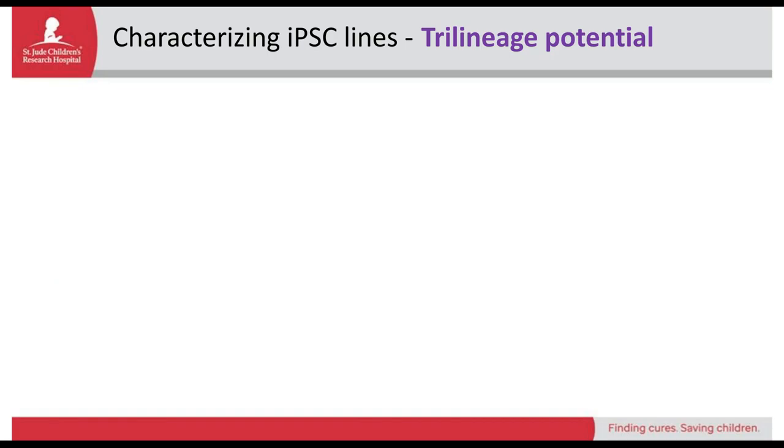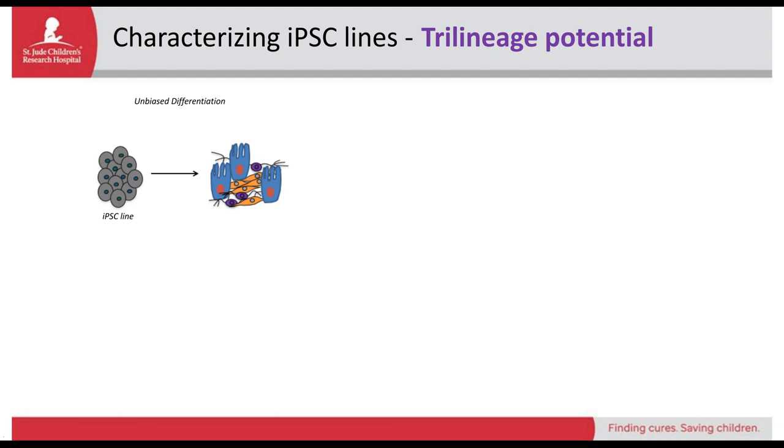The second aspect of characterization is to look at the trilineage potential of your iPS line, whether it is able to differentiate into cells of all three germ lineages: ectoderm, mesoderm, and endoderm. Now, there are two ways to do this. You can do it through an unbiased differentiation approach, where you let the iPSCs undergo default differentiation into a culture which is a mix of cells from different lineages without pushing the line towards any specific lineage.